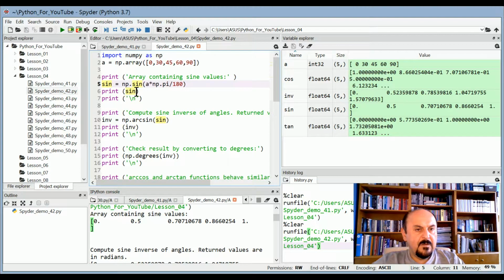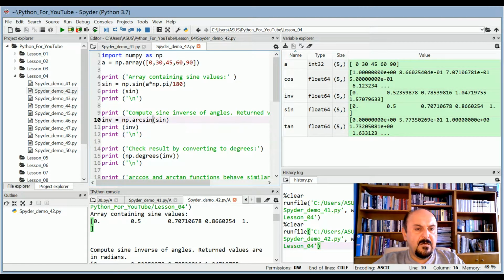But before printing, I assigned the result to a variable whose name is sin. So after this assignment, I print it. By using this notation, you can use this value in other computations. It's different from the previous example. This time I define an invert variable here.